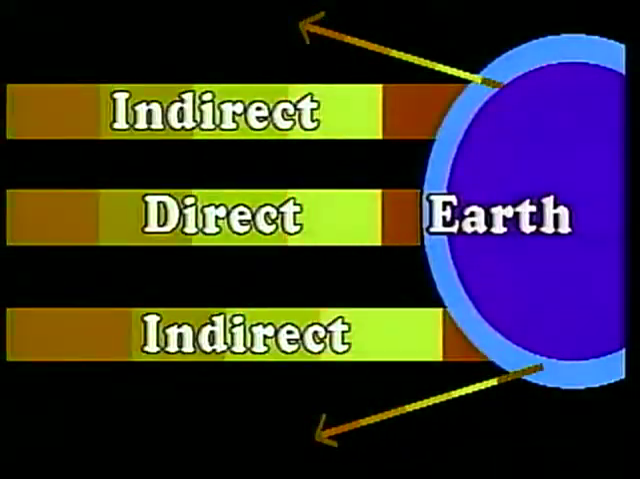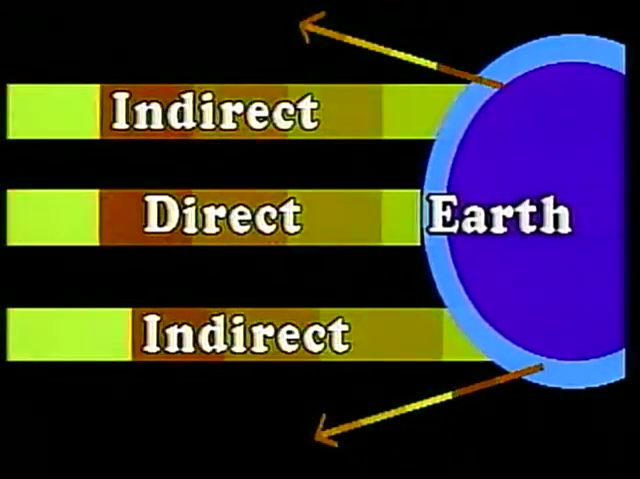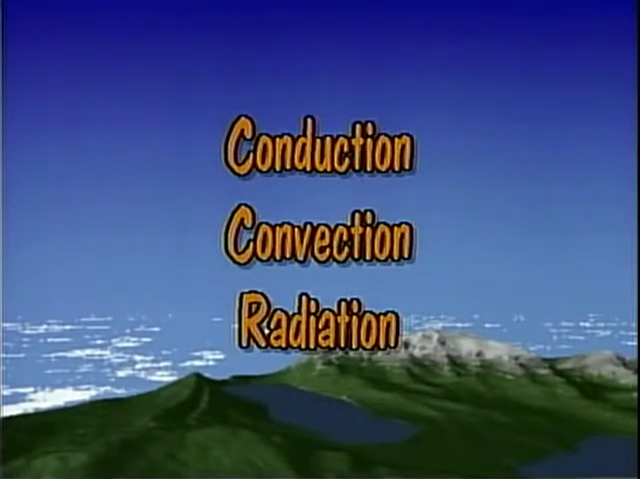That's because radiant energy strikes the Earth at different angles, causing uneven heating of the Earth's surface. The greatest heat is where the sun's rays are the most direct. So, areas near the equator, like Florida, have higher temperatures. The sun's energy is spread throughout the atmosphere in three ways: conduction, convection, and radiation.